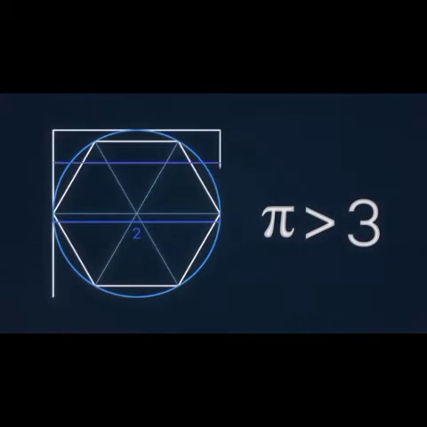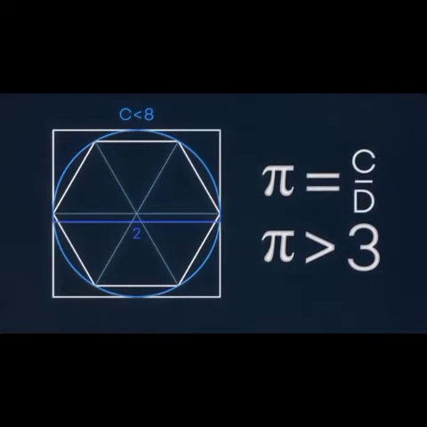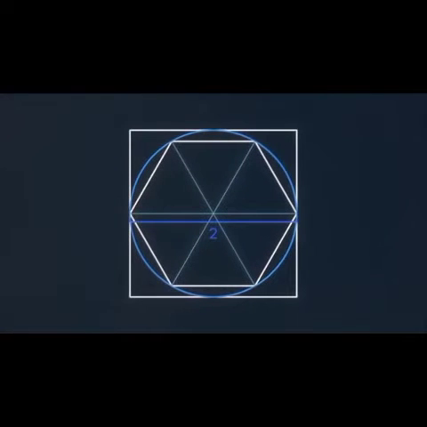Now draw a square around the circle. The perimeter of the square is 8, which is bigger than the circle's circumference. So pi must be less than 8 over 2. So pi is less than 4. This was actually known for thousands of years.